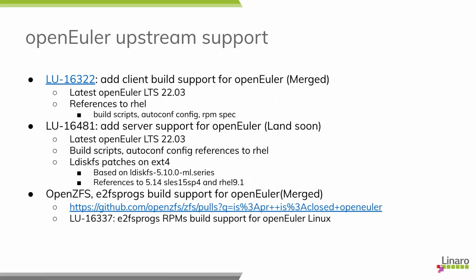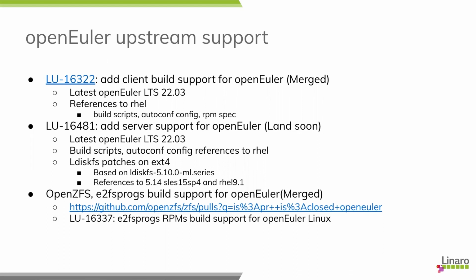Maybe the main part is the LDISKFS patch, which is based on ext4. The patch is based on the 5.10 Linux mainline series because the latest openEuler LTS kernel is based on 5.10. And we also reference the 5.14 kernel of the source Linux and RHEL 9.1 because the openEuler kernel has backported some of the upstream bug fixes. We need to update the patch.